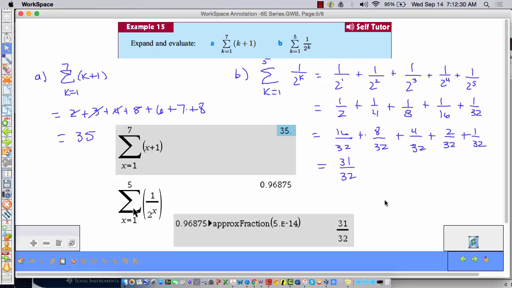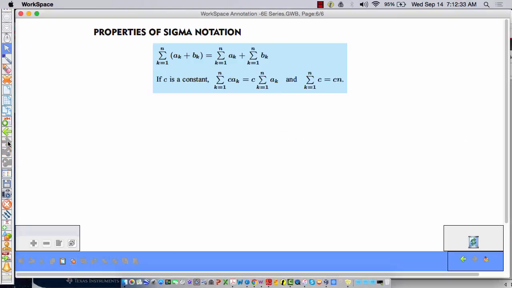Okay, all right, so one last thing real quick. Here's some properties of sigma notation. If you have the sum of two things, you can split those, which makes sense. You don't have to do them at the same time if you don't want to. If C is a constant, then you can factor out the constant, or if you just have the sum of a constant, it's equal to C times whatever the value then is.